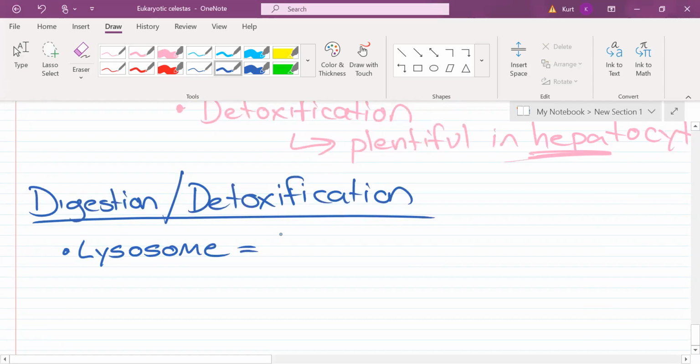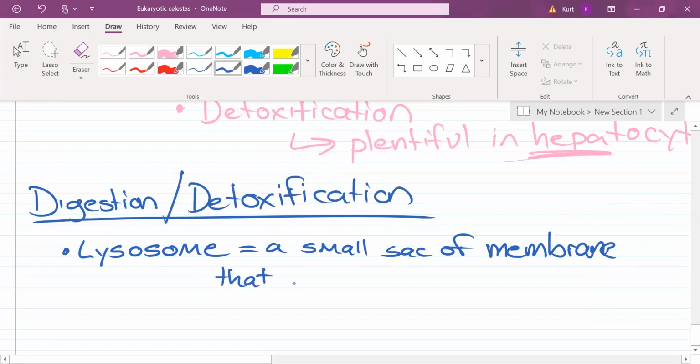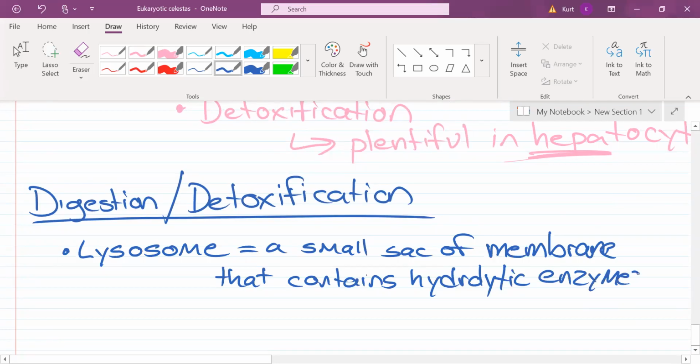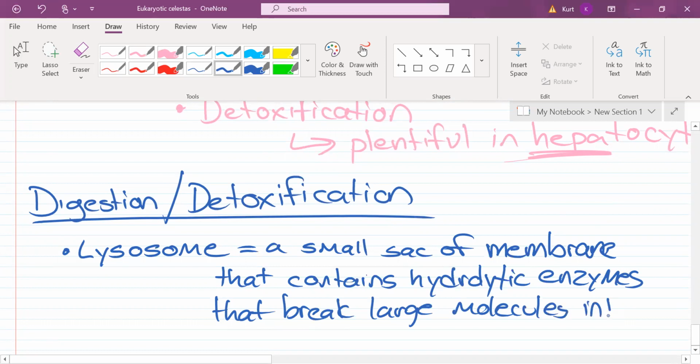A lysosome is a small sac of membrane that contains hydrolytic enzymes that break large molecules into small molecules.